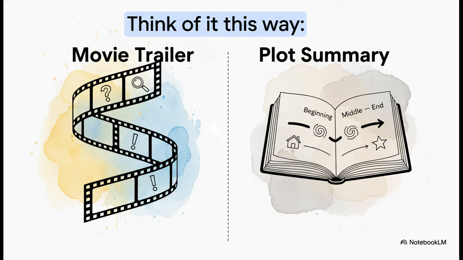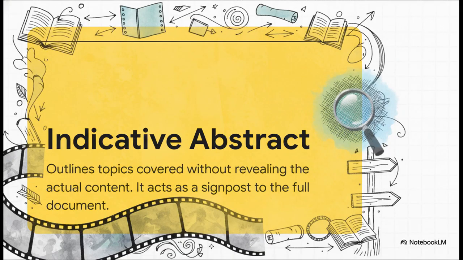That's more like a detailed plot summary on Wikipedia. It gives you the beginning, the middle, and the end. Spoilers and all. Okay, so that movie trailer has an official name. It's an indicative, or sometimes called a descriptive abstract. It's basically a table of contents in paragraph form.